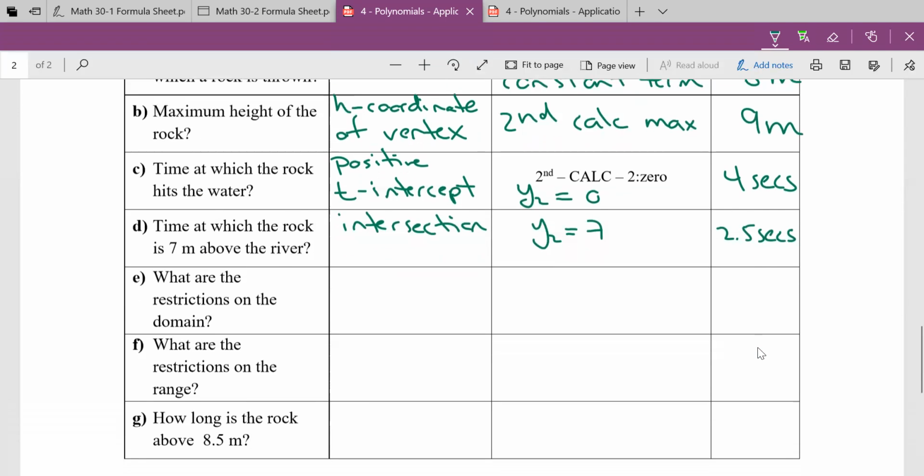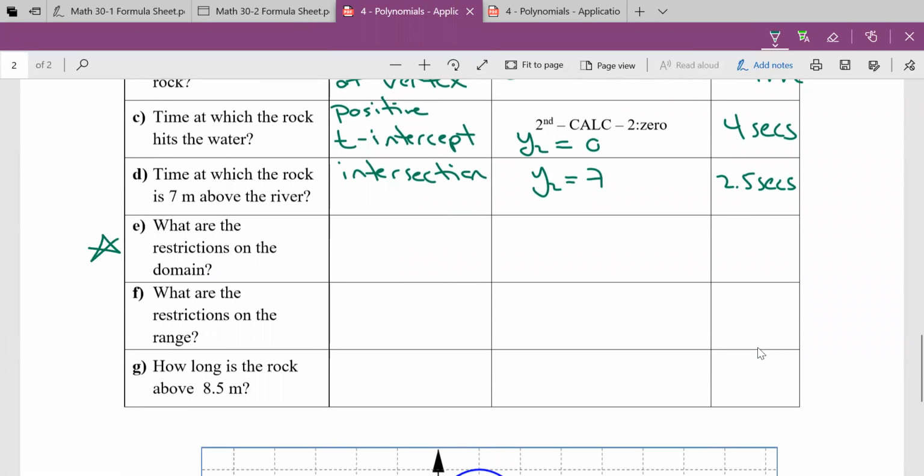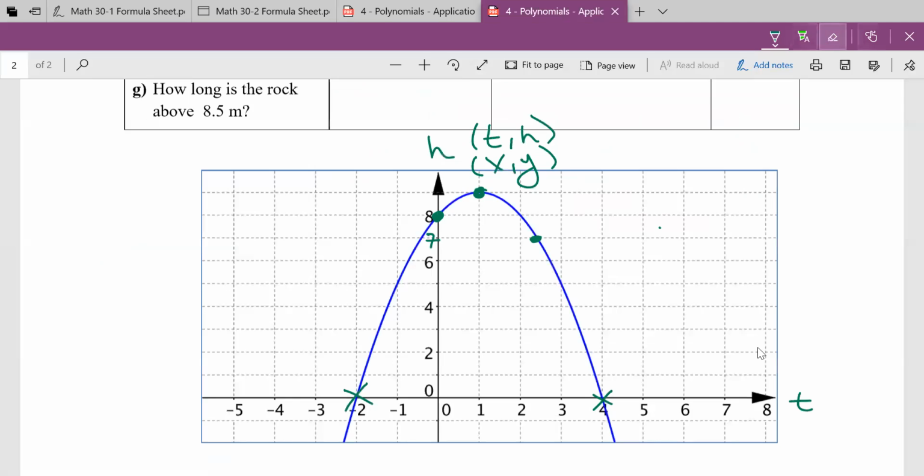Couple more for us. Very common questions for diplomas. What are the restrictions on the domain, the range, and then we'll talk about G. Well, what do I mean by that? If I look at our graph here and put this into my calculator, this is the parabola I'm going to see. But my domain is not the real numbers because this is an application question. So really, when I'm thinking about this question, I should solely be focused on quadrant 1, because that's where time is positive and it's where the height of my rock is above the water.